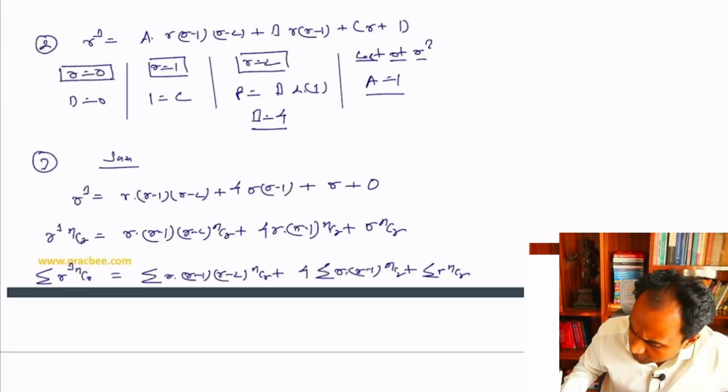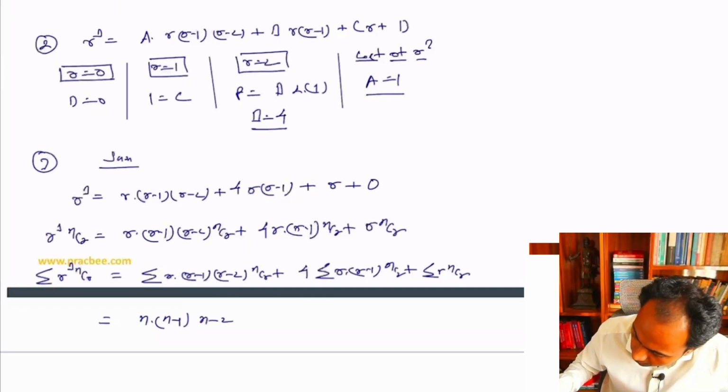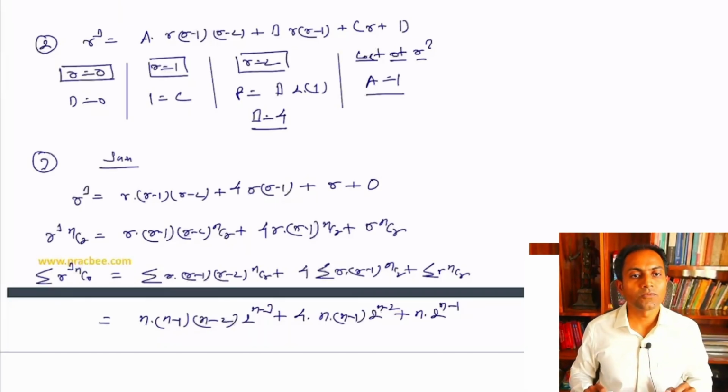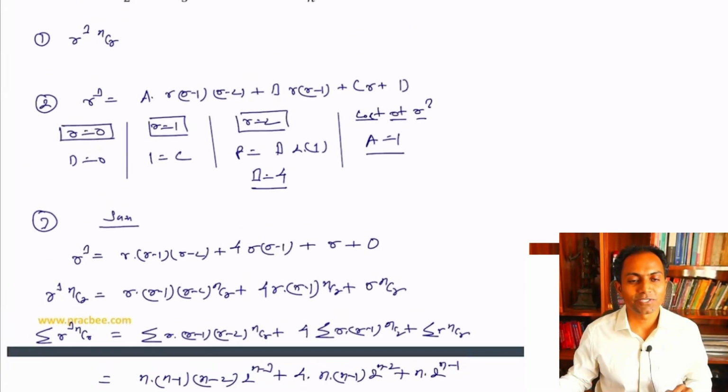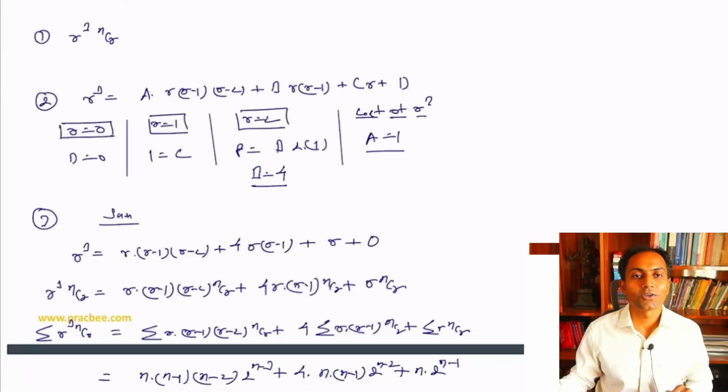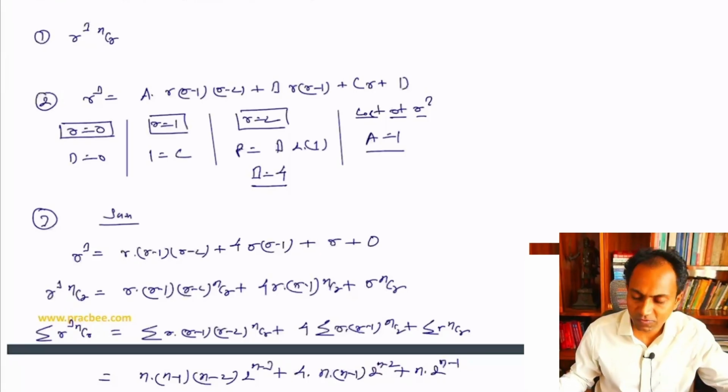And all of these results you know. So this will become n into n minus 1 into n minus 2, 2 raised to the power n minus 3, 4 into n minus 1, 2 raised to the power n minus 2, and then n into 2 raised to the power n minus 1. So you have got this answer in an extremely fast manner. So this becomes the power of using partial fraction in solving such kind of questions. This gives you extreme level of speed.